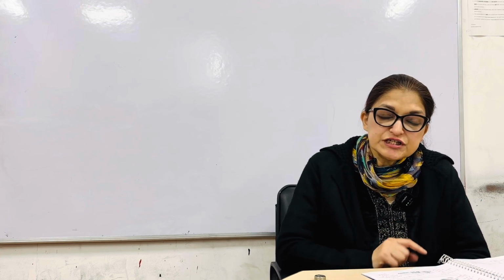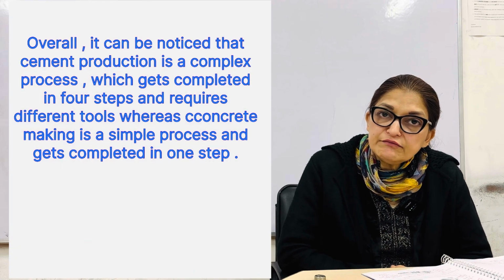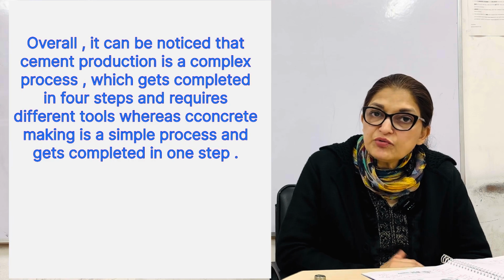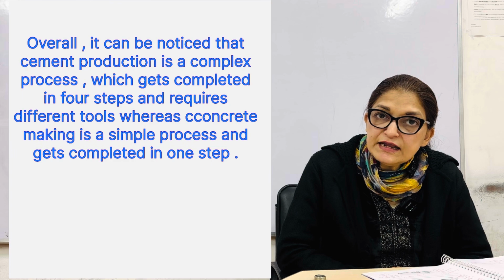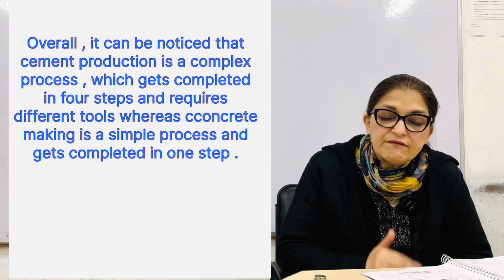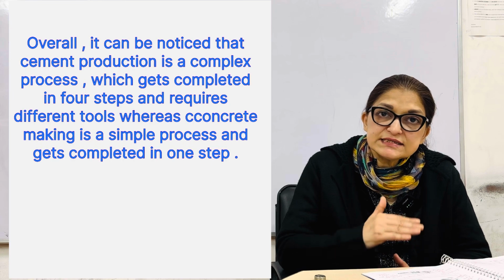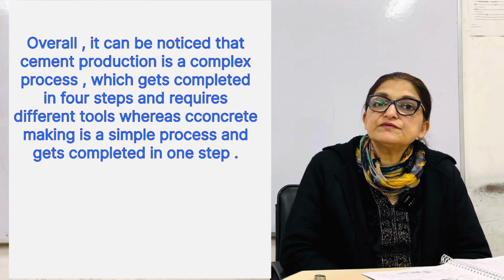Now the overview, which means we have to tell our examiner what we have understood from these diagrams. Overall, it can be noticed that cement production is a complex process which gets completed in 4 steps and requires different tools, whereas concrete making is a simple process which gets completed in 1 step. This will be our overview.